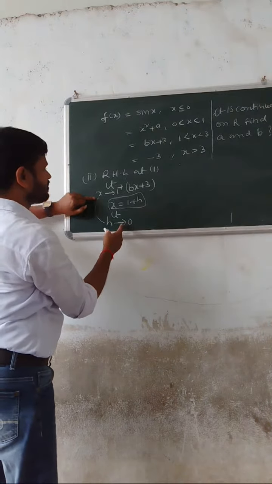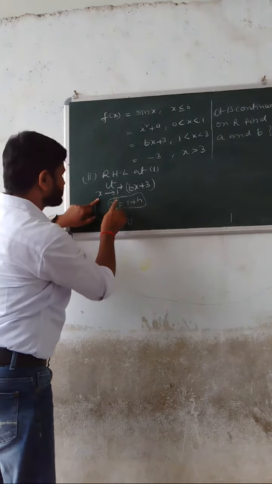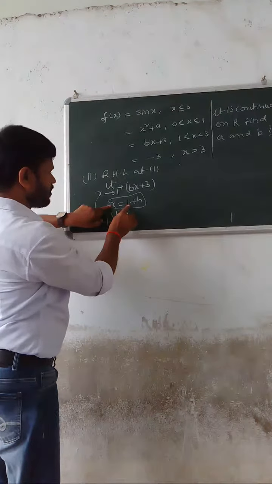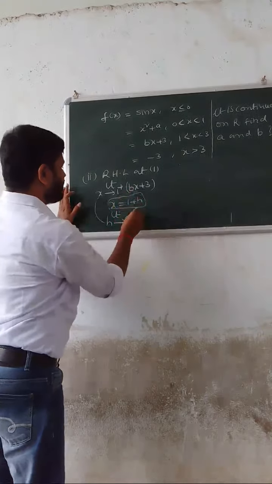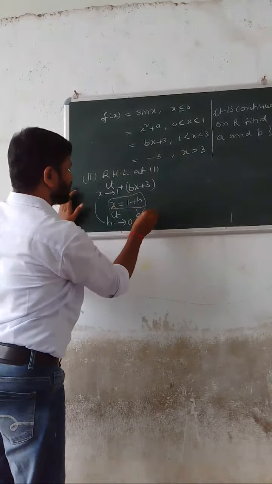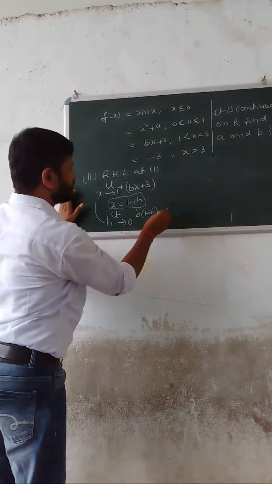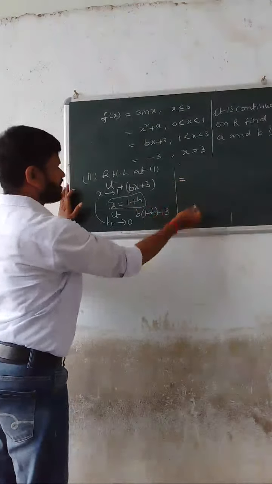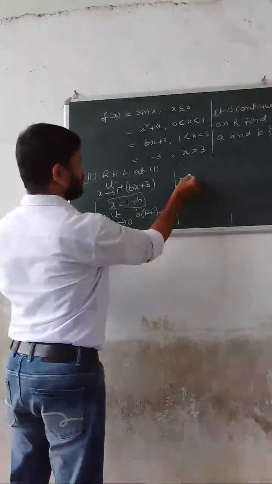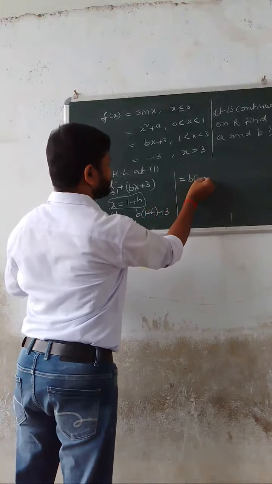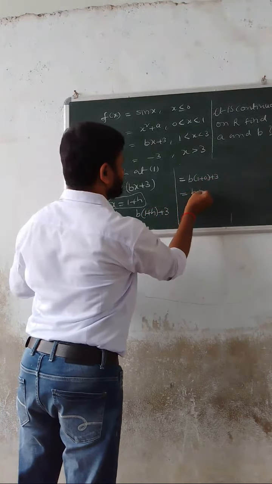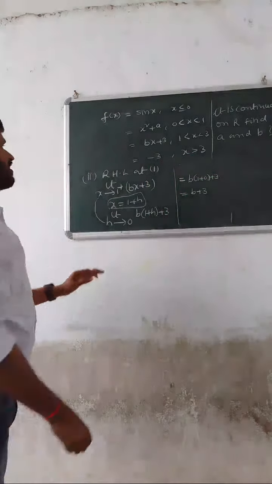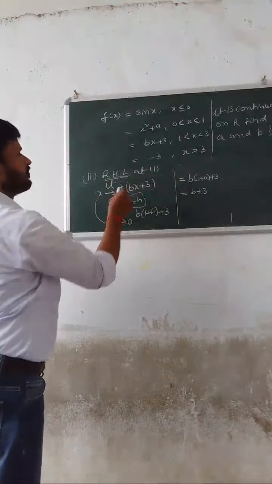How does h tend to 0? Here x is equal to 1, and 1 minus 1 is 0, so h tends to 0. Here it is b into x, that means b times 1 plus h, plus 3. Say h becomes 0. So b into 1 plus 0, plus 3, that is equal to b plus 3. That is the right hand limit at 1.